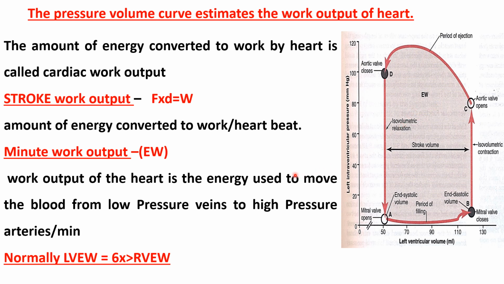You only need to read that stroke work output is F into D, force into distance, force is pressure, distance is volume, and minute work output is the output of the heart, the energy to move the blood from low pressure veins to high pressure arteries in 1 minute. Left ventricular work output is more than the right ventricular work output by 6 times.